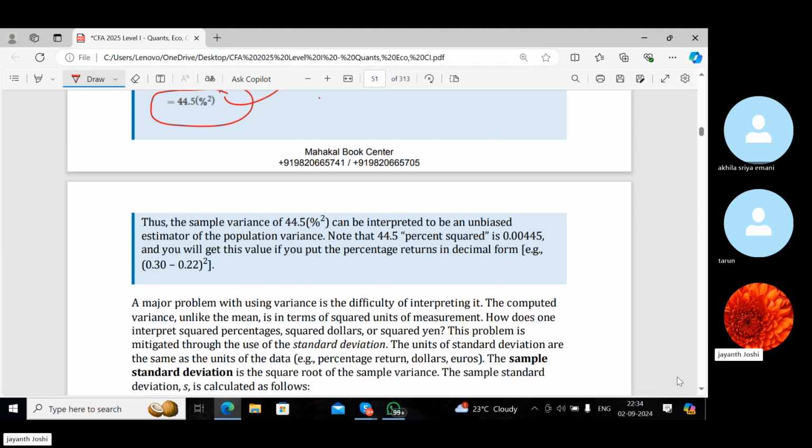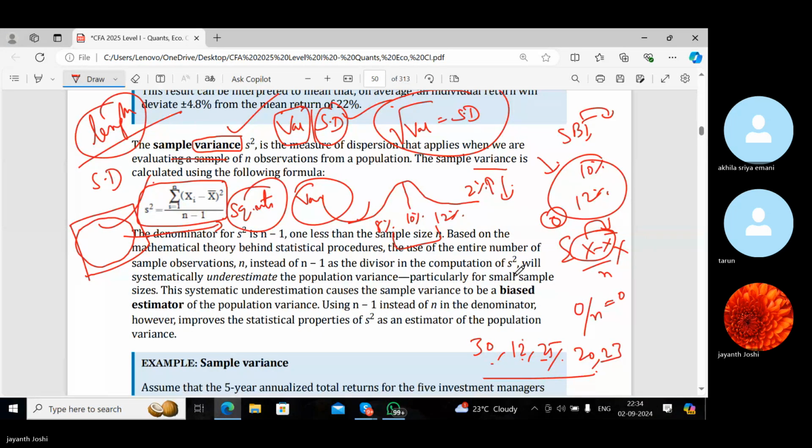Let's see the statement. Based on the mathematical theory behind statistical procedures, the use of the entire number of sample observations n instead of n minus 1 as the divisor in the computation of s square will systematically underestimate the population variance. So what they are saying is, use of n instead of n minus 1 as divisor in the computation of s square. See, it is not like that. You will definitely take one sample out of the population, so you have to take n minus 1.